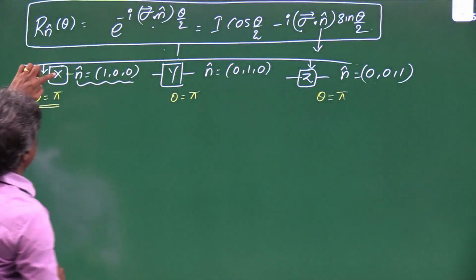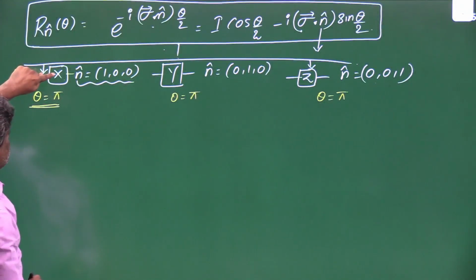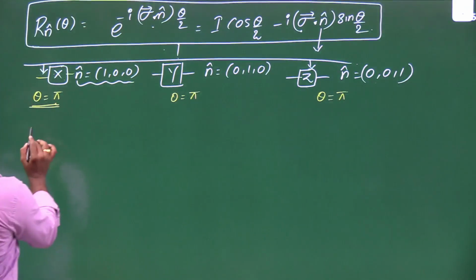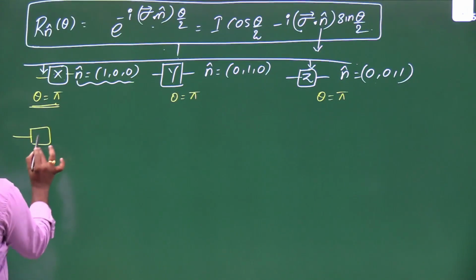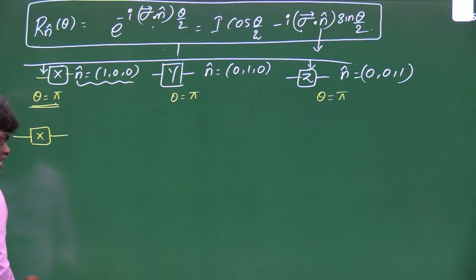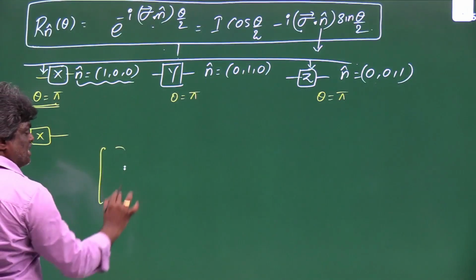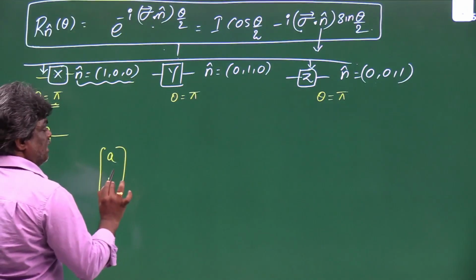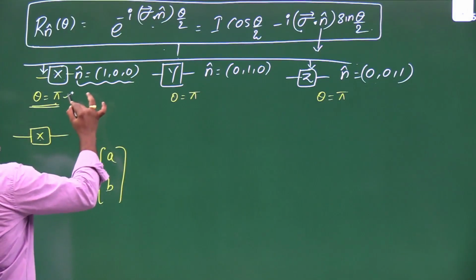It means you have to rotate about the x axis through an angle theta. That is your quantum X gate's duty. Whenever you are given a state AB, it will be rotated about the x axis through an angle pi.